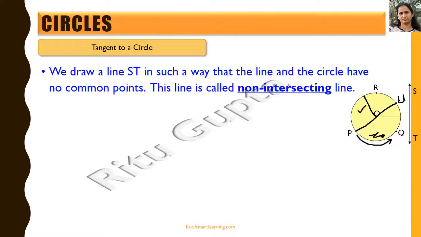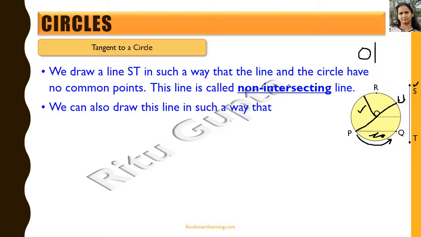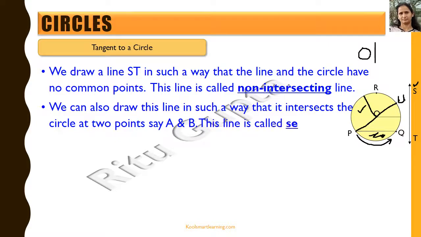Now if we draw a line ST in such a way that the line and the circle have no common points, then this is a non-intersecting line. We can also draw this line in such a way that it intersects the circle at 2 points. Say for example, we draw this line so that it is intersecting at this point and this point. So this line is called a secant.